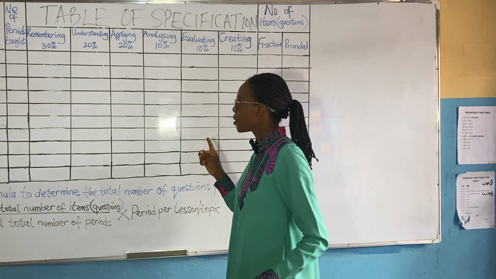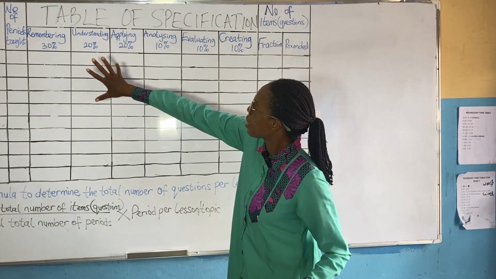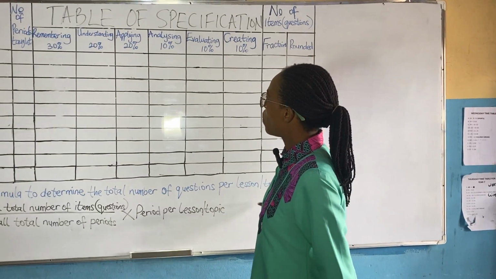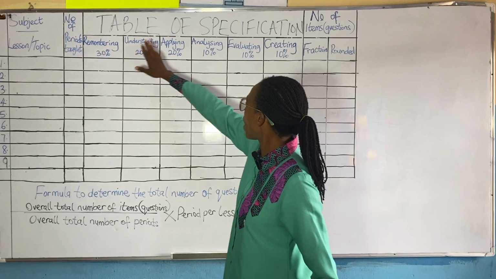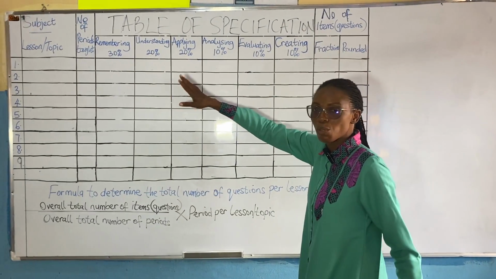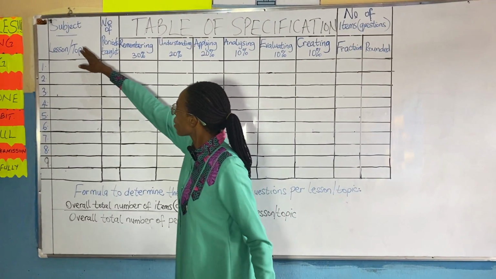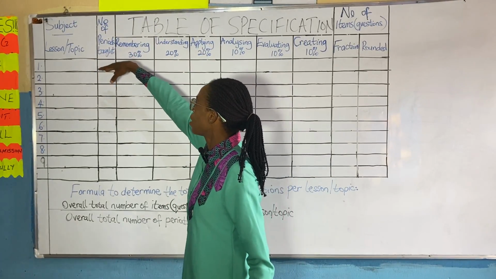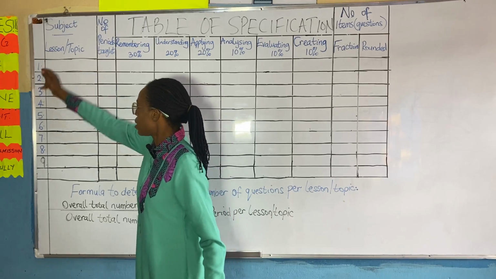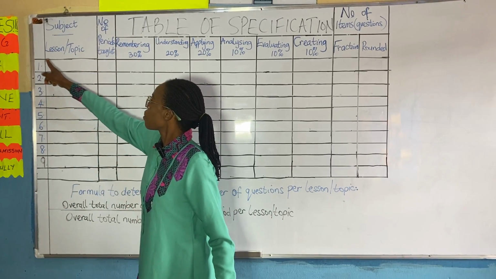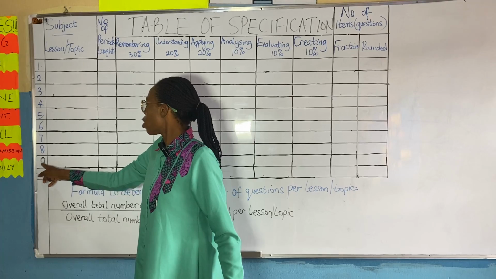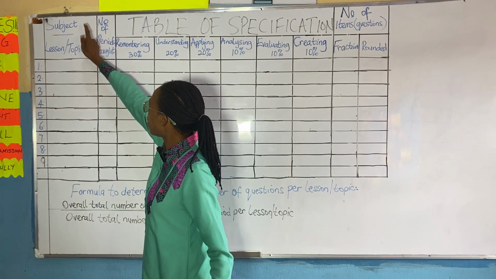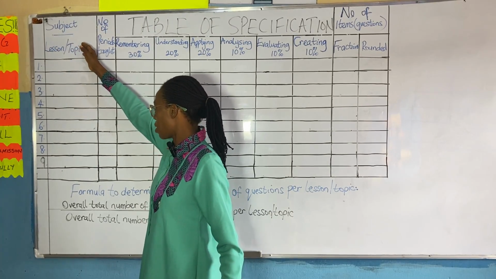Come with me to the board. Okay, so a table of specification drawn on the board. We have different subheadings here. Let me just run through the subheadings quickly. For your table of specification, it is subject specific. So on this column, you have the serial number. The serial number represents the number of items that you're going to have. Then the next column here, you have the lesson or the topic.